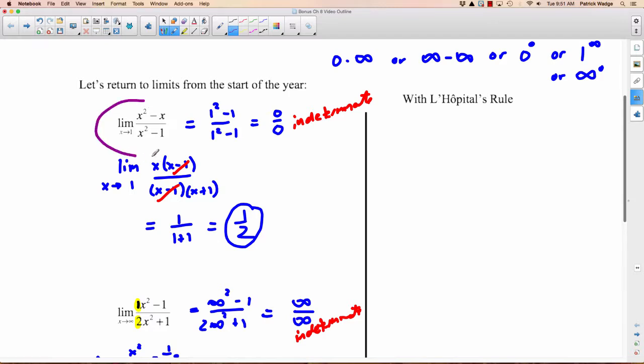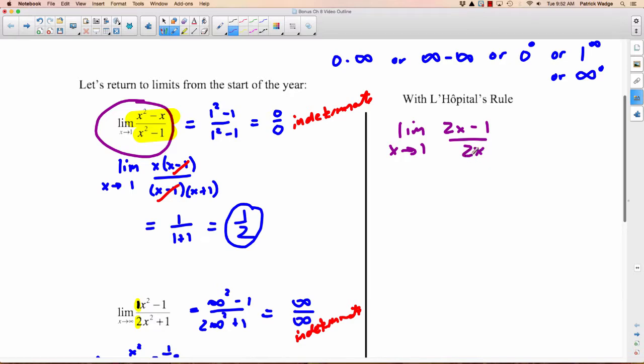So this first one right here, we see it's an indeterminate form. We're allowed to use L'Hopital's rule. So what does L'Hopital's rule tell us? It tells us we're going to evaluate the same limit, the limit as x approaches 1. But what we're going to do is take the derivative of the top, just the derivative of the top. Well, the derivative of that is pretty easy. It's 2x minus 1 over, then we take the derivative of the bottom. X squared minus 1. Well, the derivative of that is 2x.